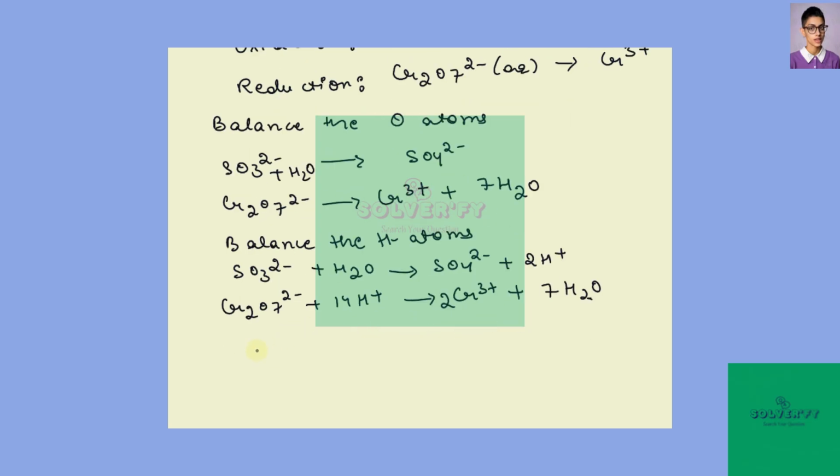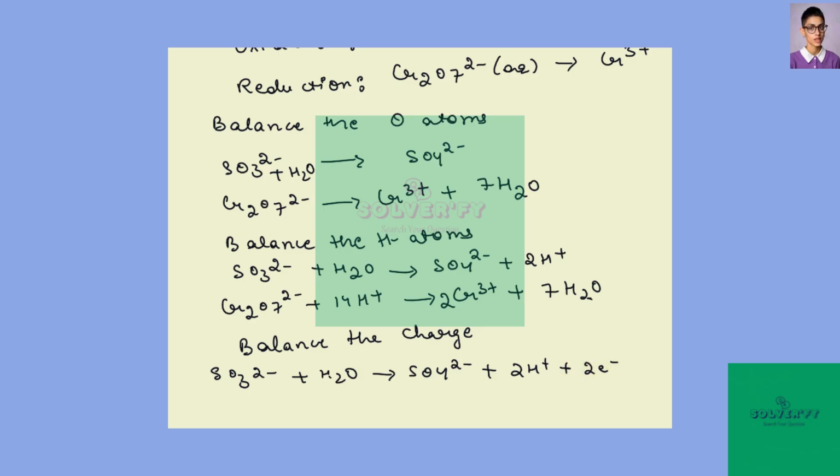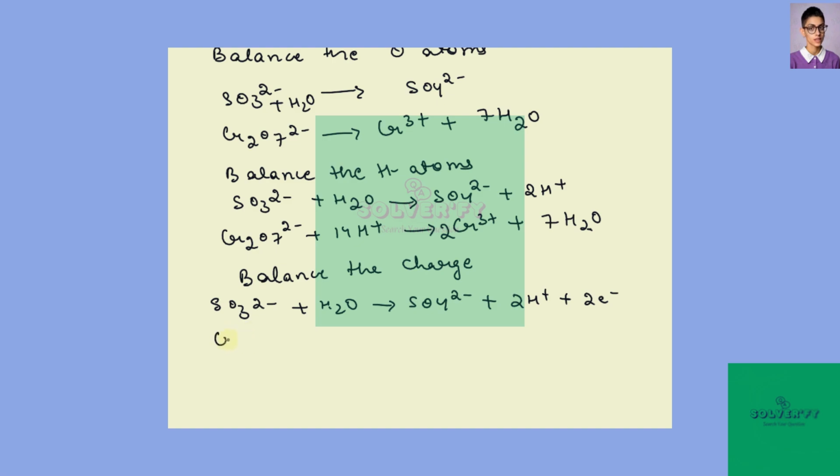Now let's balance the charges. On the oxidation reaction, SO3 2- plus water will give SO4 2- plus 2H+ plus 2 electrons. Now on the reduction reaction, Cr2O7 2- plus 14H+ plus 6 electrons will give 2 Cr3+ plus 7 water. Now we have to equalize the charges. So there is 6 and there is 2, so the oxidation reaction will be multiplied by 3 and the reduction reaction will be multiplied by 1 to equalize the charges.